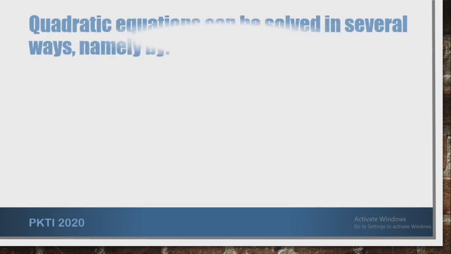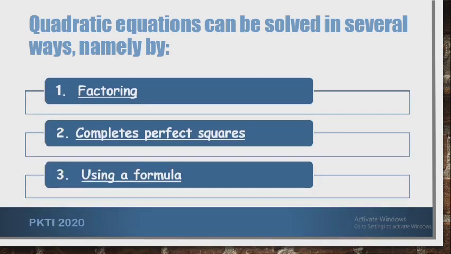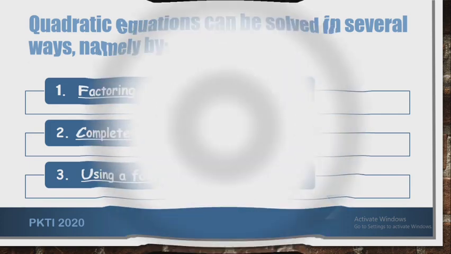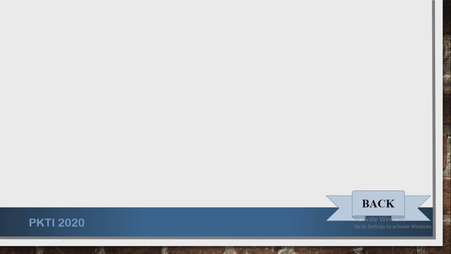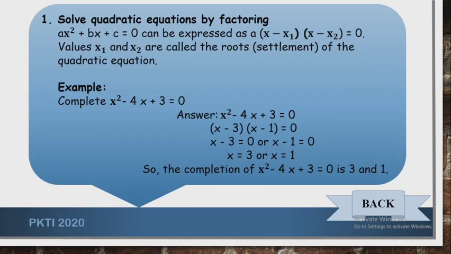Quadratic equations can be solved in several ways, namely by 1. factoring, 2. completing the perfect square, and 3. using a formula. Next, some explanation about that. First, solving quadratic equations by factoring.